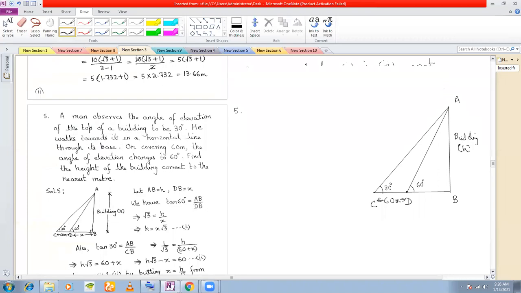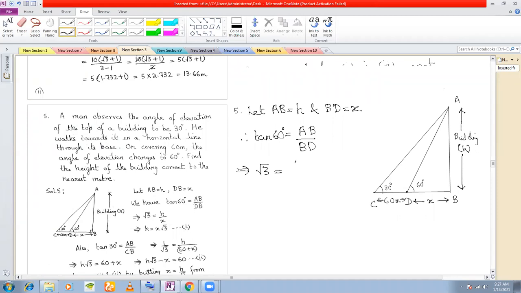So let us consider the height of the building to be h, and let us consider this to be x. So I say let AB is equal to h and BD equal to x. That is, AB is the height of the building. So therefore, what is tan 60? Tan 60 is AB by BD. This will give me one relation between h and x. Tan 60 we know is root 3. AB we have assumed to be h and BD we have assumed to be x. So that means h is equal to x root 3. Say this is our first equation.